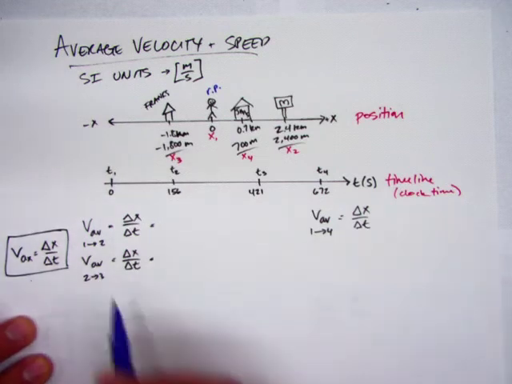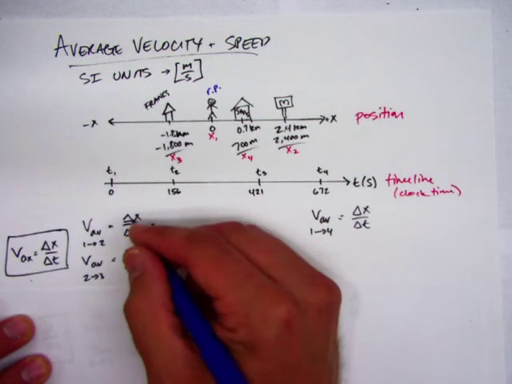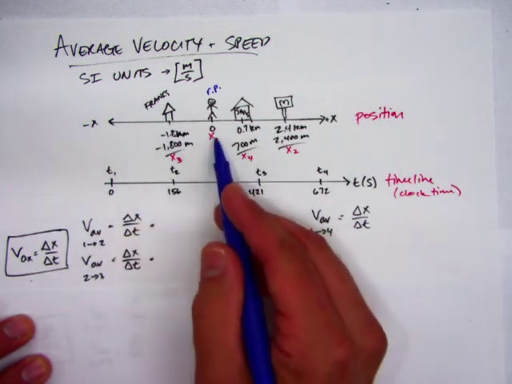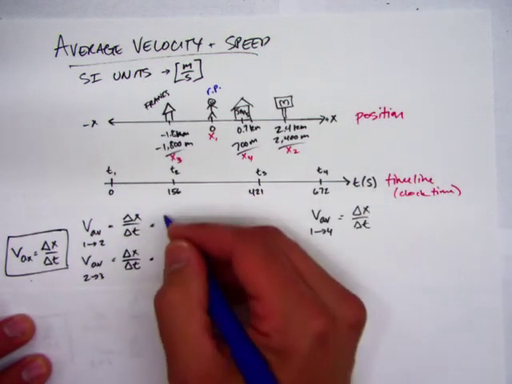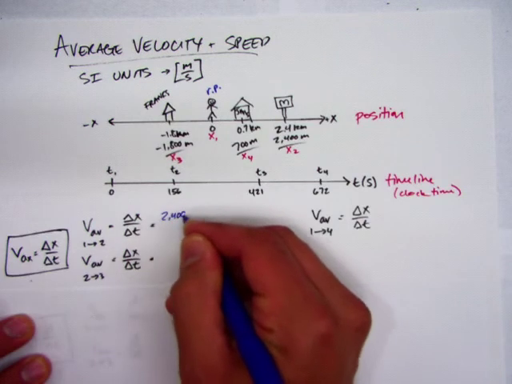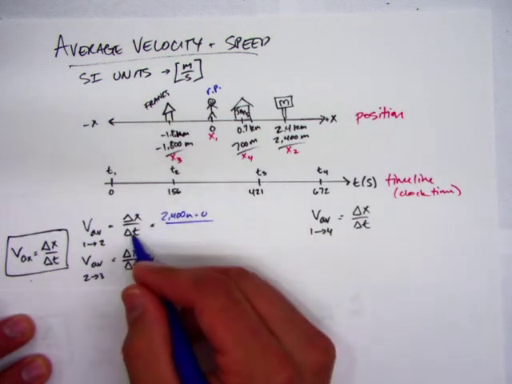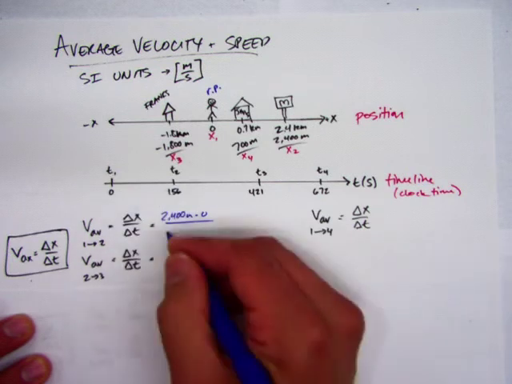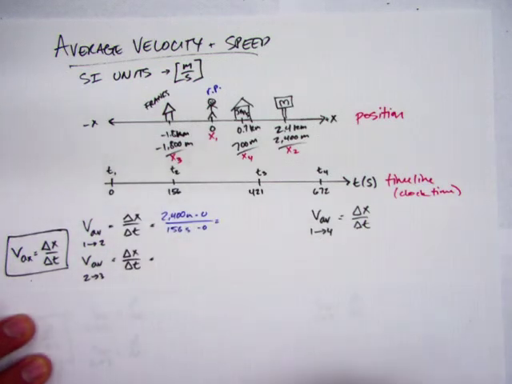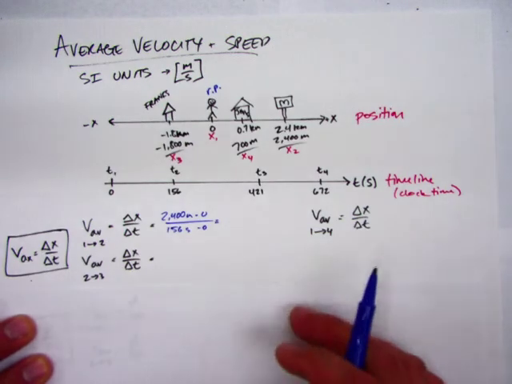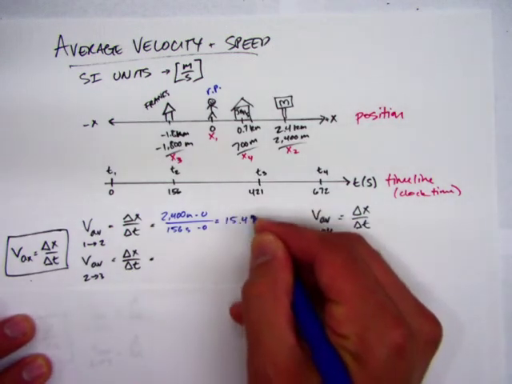The average velocity from position 1 to 2 is my change in x from 1 to 2. I start at 0, I end up at 2400. We're going to use meters. So 2400 meters over delta t. I go from 0 to 156 seconds. So 2400 meters over 156 seconds gives me 15.4 meters per second.